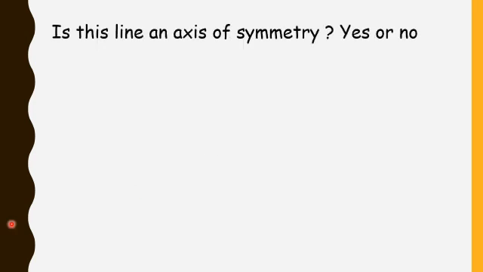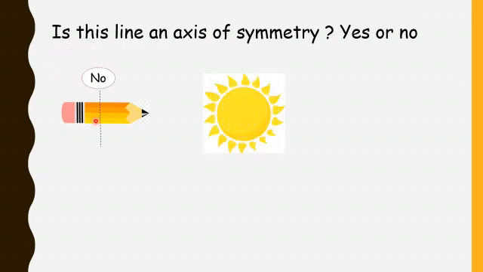Is this line an axis of symmetry? Yes or no? Let us see. We have this pencil and this line. We can see that this part is not similar to this part. So this line is not an axis of symmetry. We have this sun and this line. We can see that this part is not similar to this part, so this line is not an axis of symmetry as well.